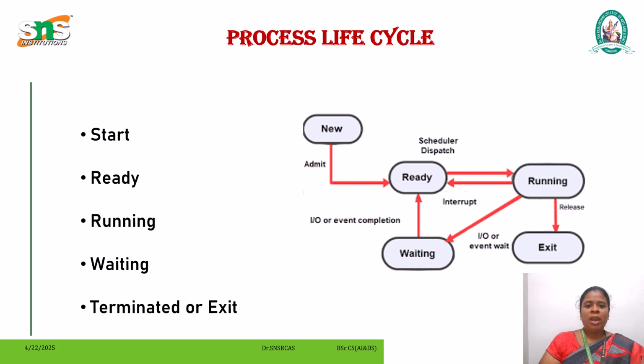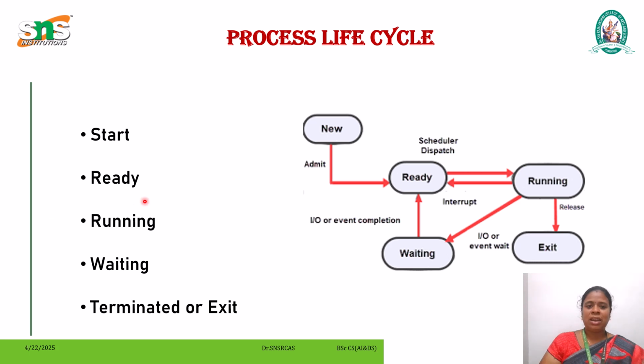Next one is process life cycle. When a process executes, it passes through different states. The states may differ in different operating systems, and the names of the states are also not standardized. In general, a process can have one of the following 5 states at a time. First one is start. Start is the initial state when the process is first started or created.